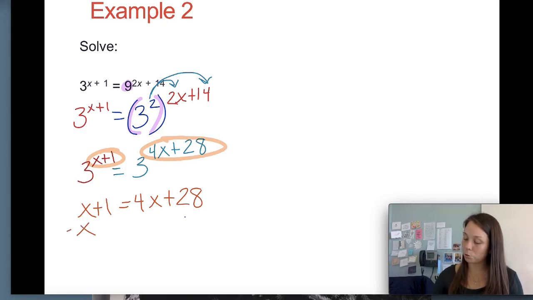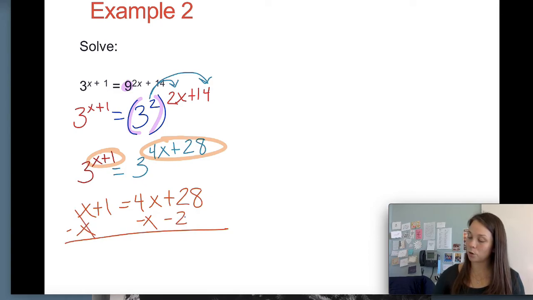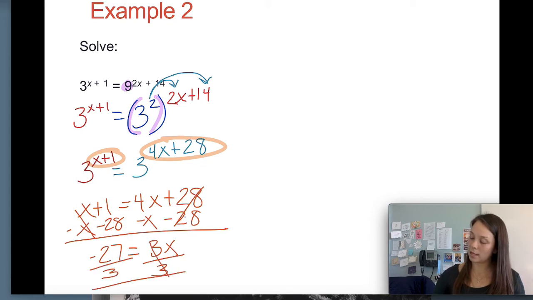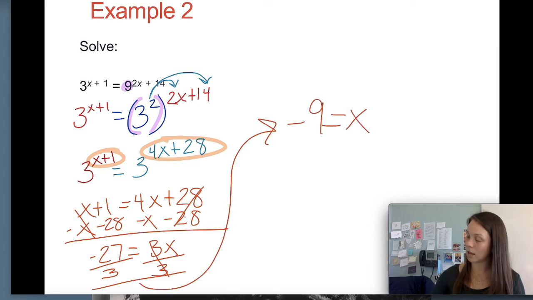I'm going to subtract x over and subtract 28 to give me negative 27 equals 3x, and divide by 3. And I get an answer of negative 9 equals x.